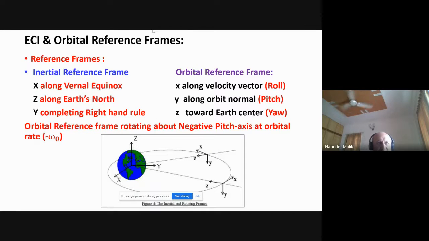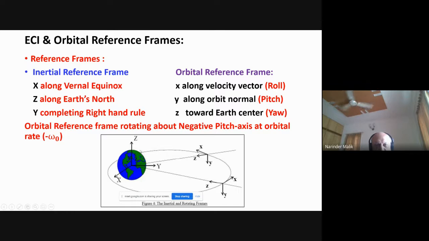To start with, I've spoken about the ECI and orbit reference frames earlier. Just to refresh your memory, the ECI reference frame is the inertial reference frame where the x-axis is along the vernal equinox, the z-axis is along the Earth's north axis, and y completes the right-hand rule. This is what it shows: X, Y, Z is the inertial ECI frame, the Earth-centered inertial frame.